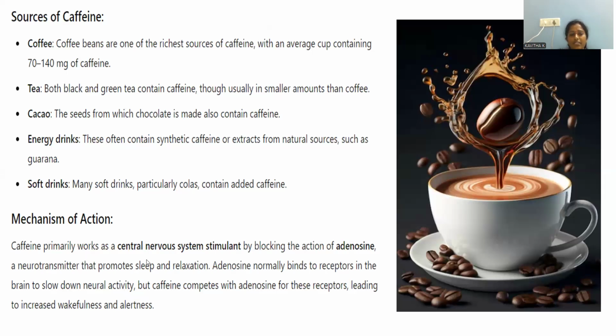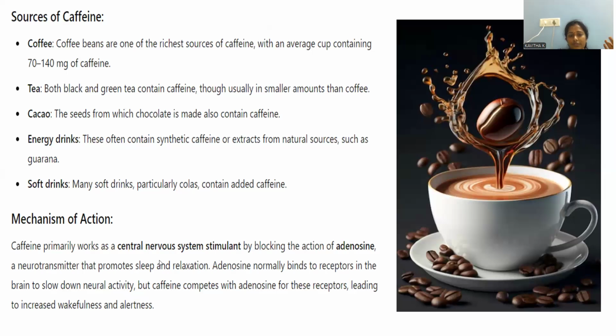Mechanism of action. Caffeine primarily works as a central nervous system stimulant by blocking the action of adenosine. Adenosine gives sedation. We are able to sleep because it suppresses the activity of the brain, so that we go for the sleeping tendency. Adenosine's activity will be suppressed.